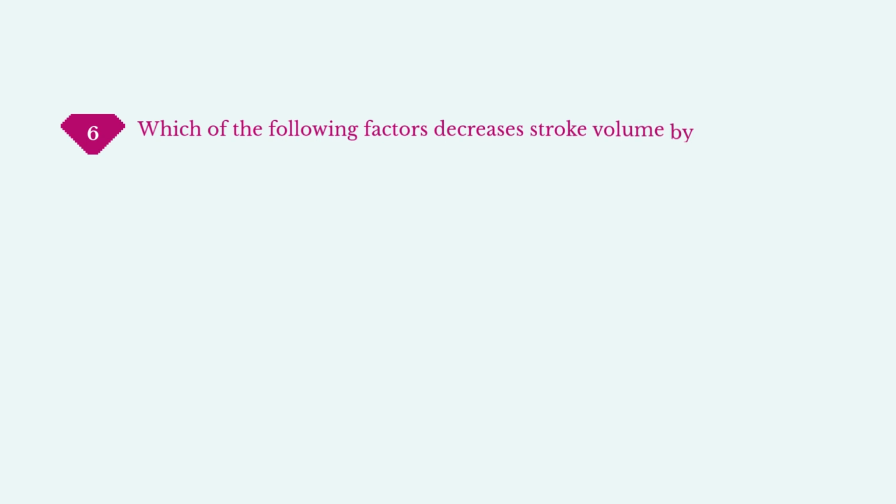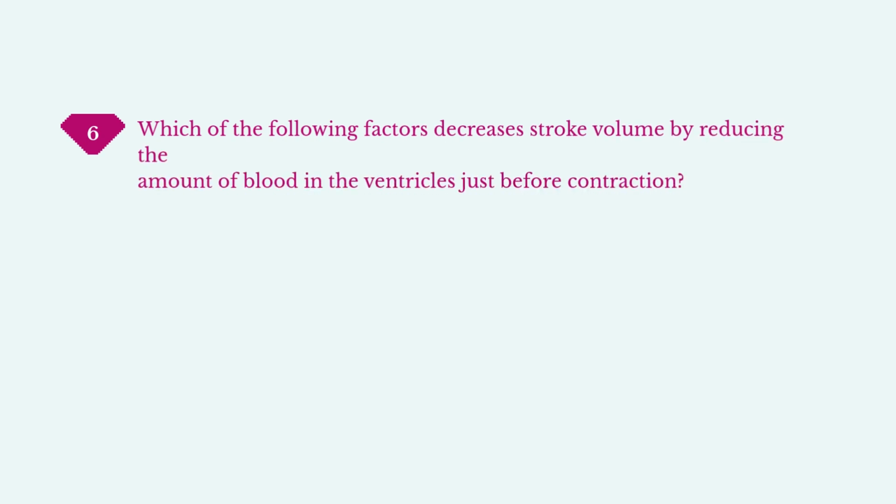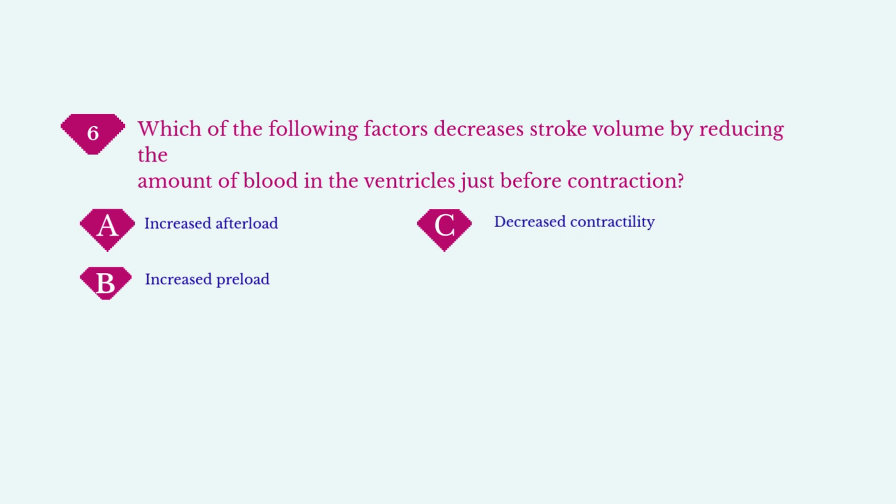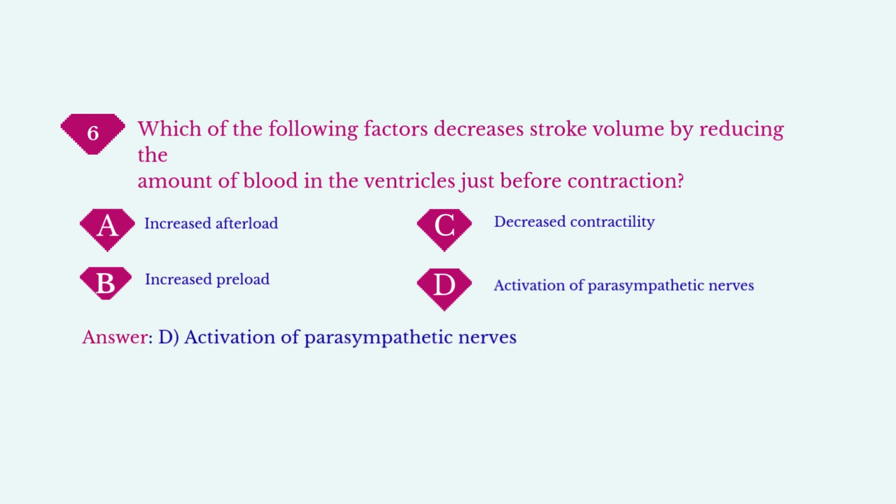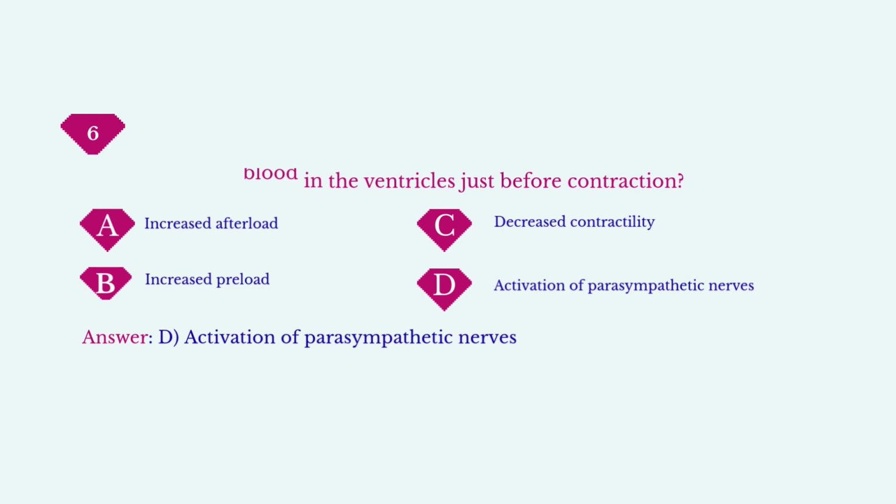Which of the following factors decreases stroke volume by reducing the amount of blood in the ventricles just before contraction? A. Increased afterload. B. Increased preload. C. Decreased contractility. D. Activation of parasympathetic nerves. Answer: D. Activation of parasympathetic nerves.